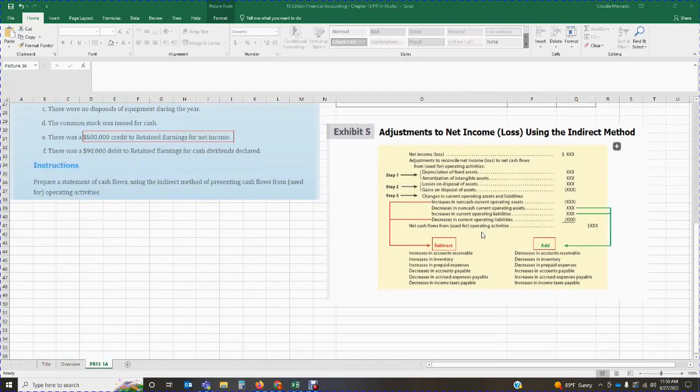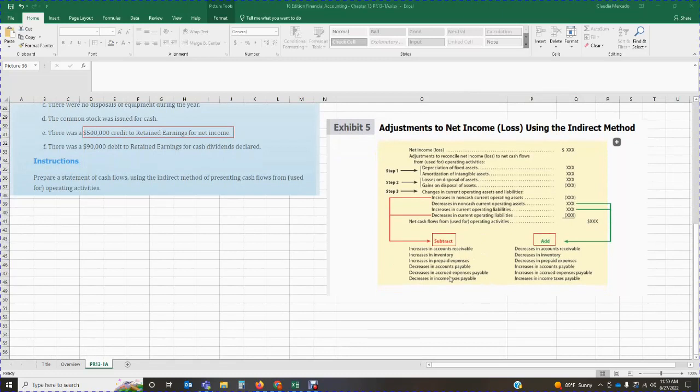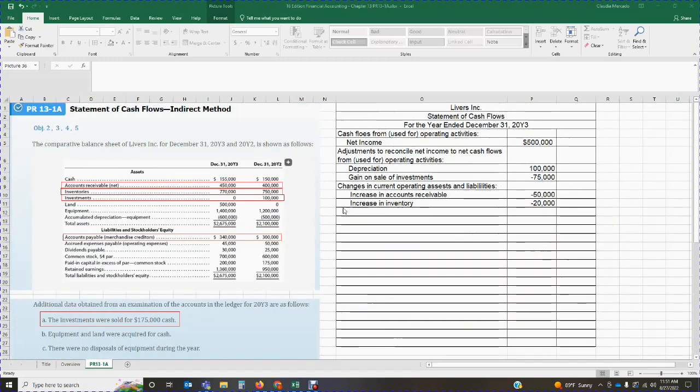So let's go look at our table. If our accounts payable increase, which is what we have, then we need to add. Increases in accounts payable, we add. So we're going to put increase in accounts payable. We're going to add, and we have $40,000. Remember, our accounts payable went from 300 to 340. It increased by 40,000.